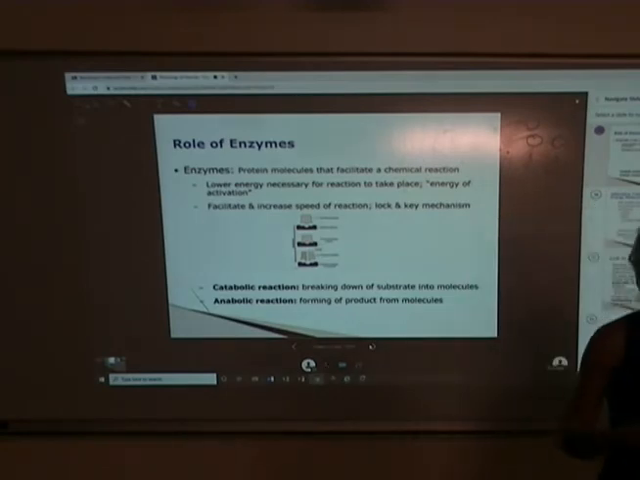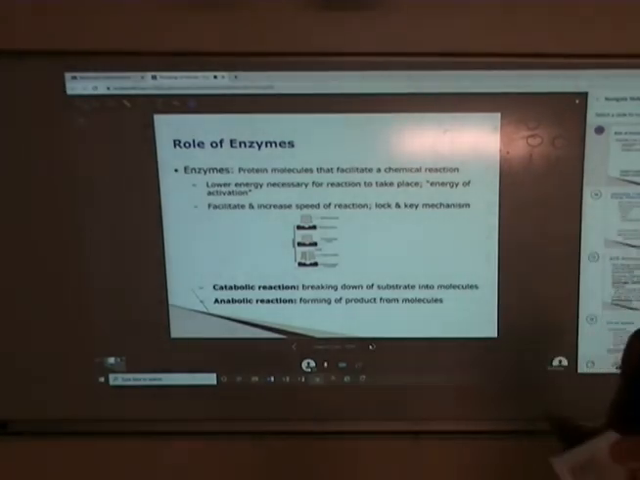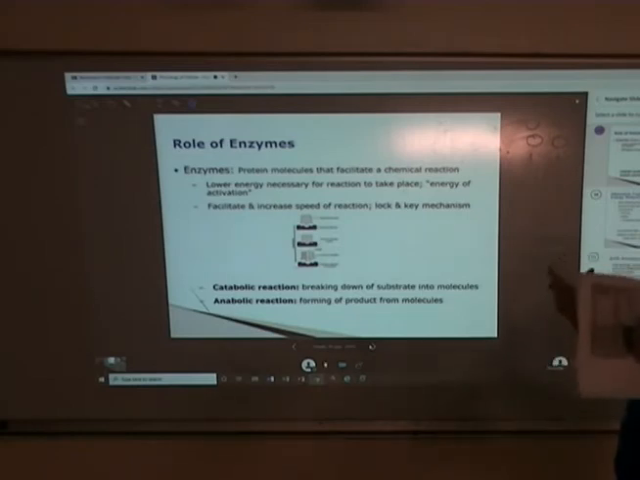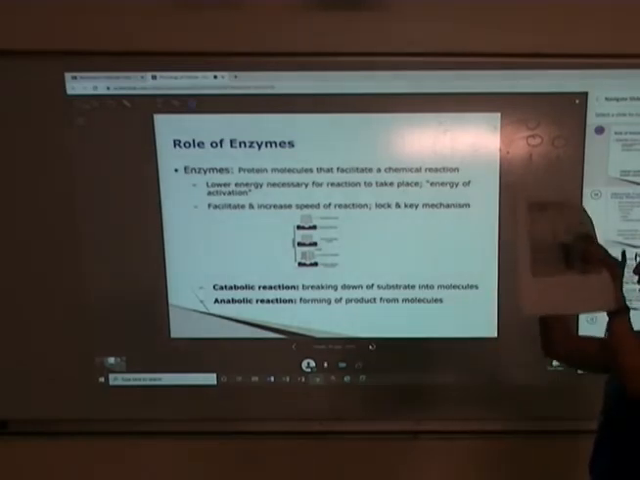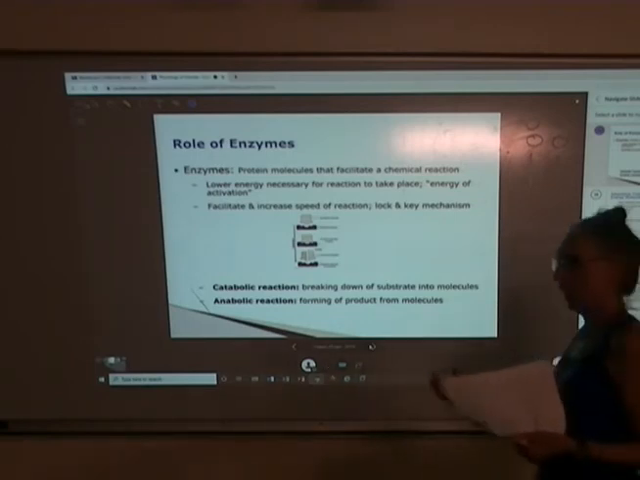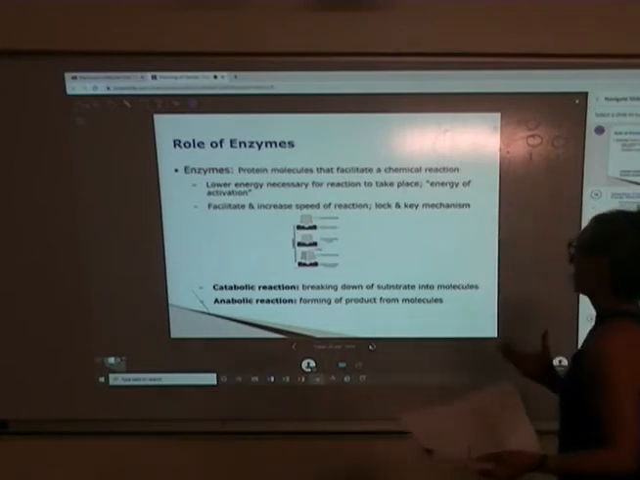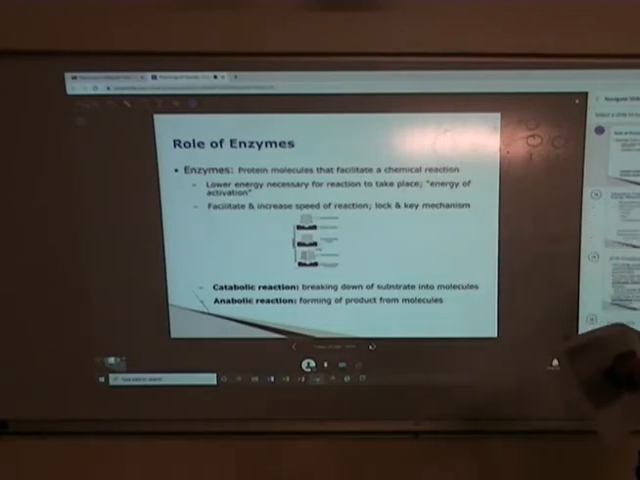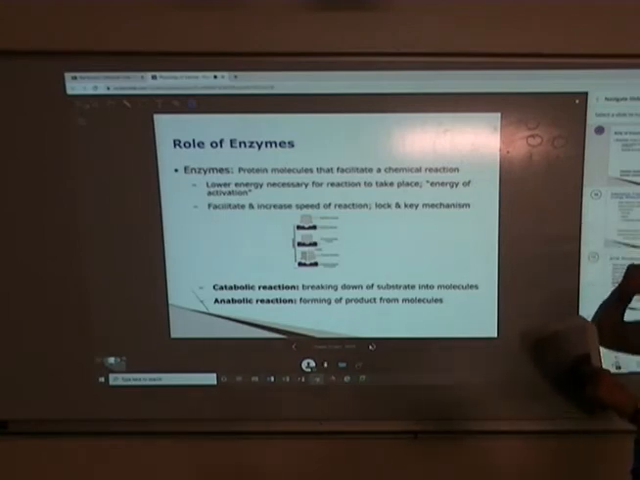And when you include enzymes within the chemical reaction, it lowers the amount of energy that's necessary for that reaction to occur. So they can speed up reactions because you need less energy to get it going.